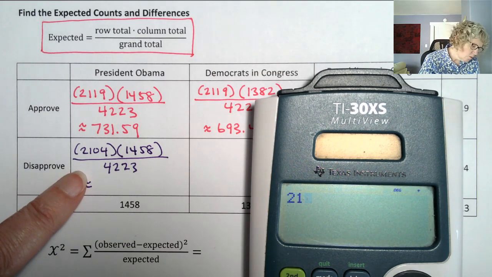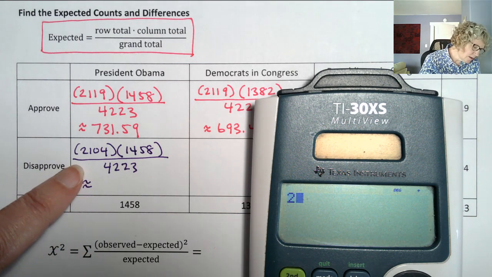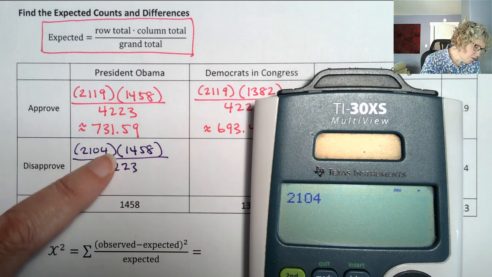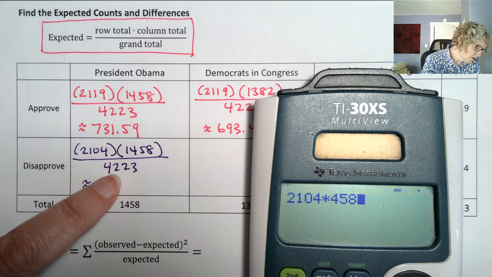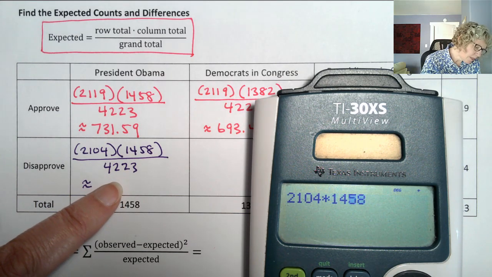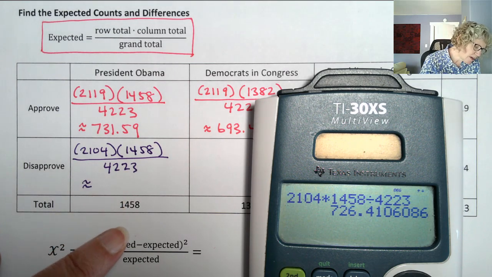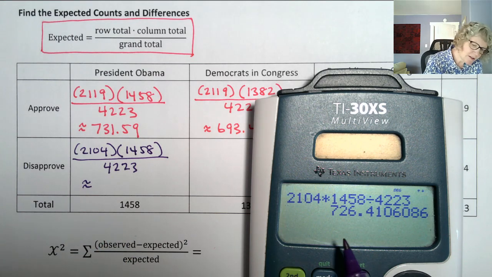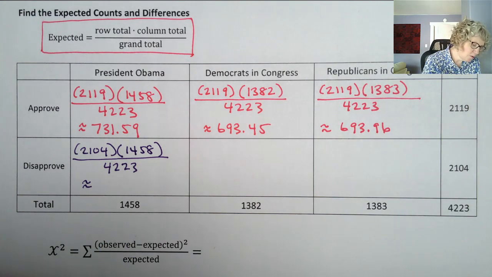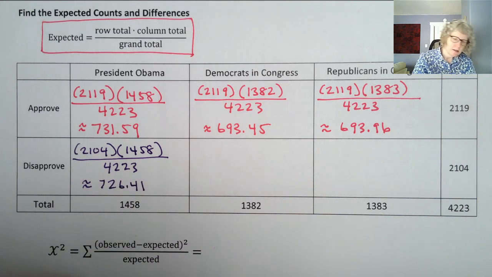Okay, so 2104 times 1458 over 4223. Something not right there. I did a multiply instead of divide. 2104 times 14. Oh my goodness. Must be Monday. Divided by 4223. I will double check with what I got last time. Yes, 726 times 0.41. Okay.